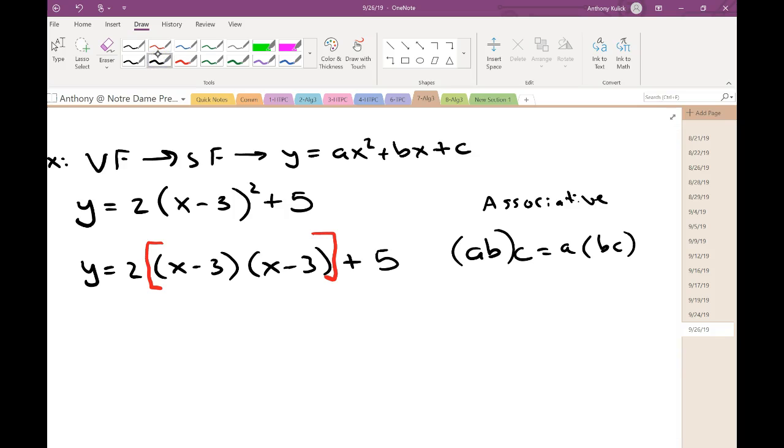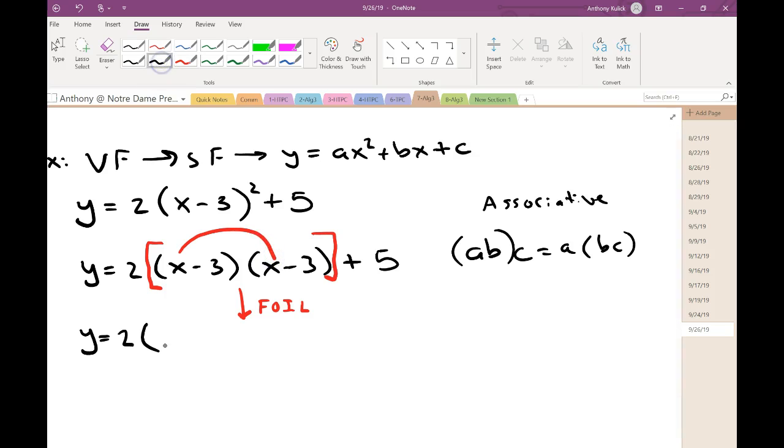And we have a name for the process that we use to multiply those 2 things together. What is the name that we use? I heard somebody say it already. FOIL, right? So FOIL is just an acronym that stands for first, outer, inner, last. And it basically just describes how we're going to do this multiplication.